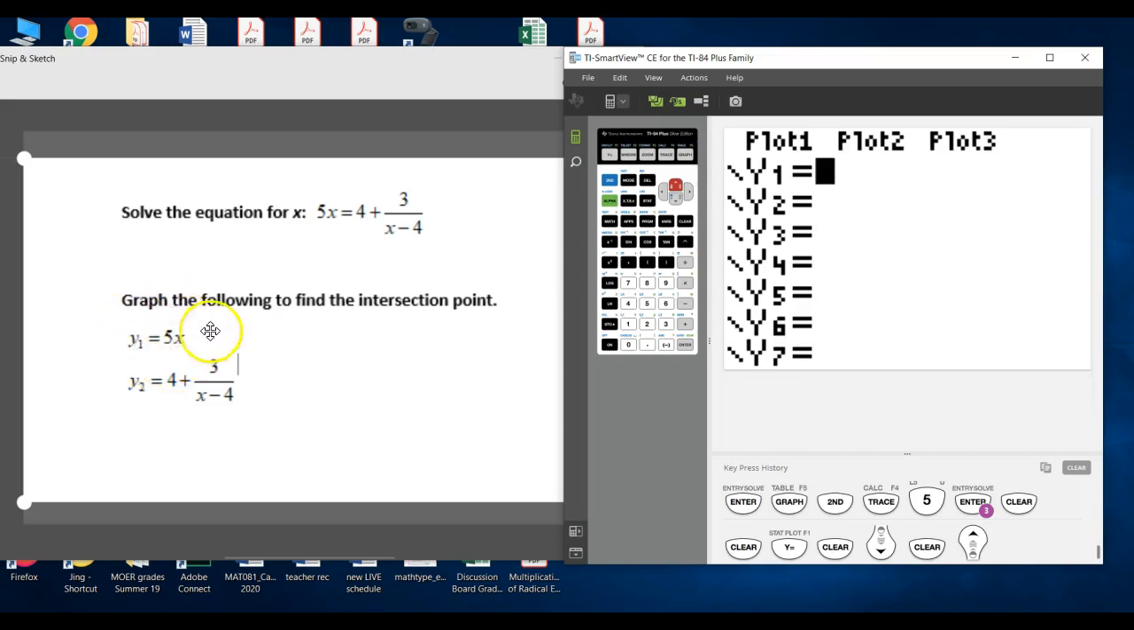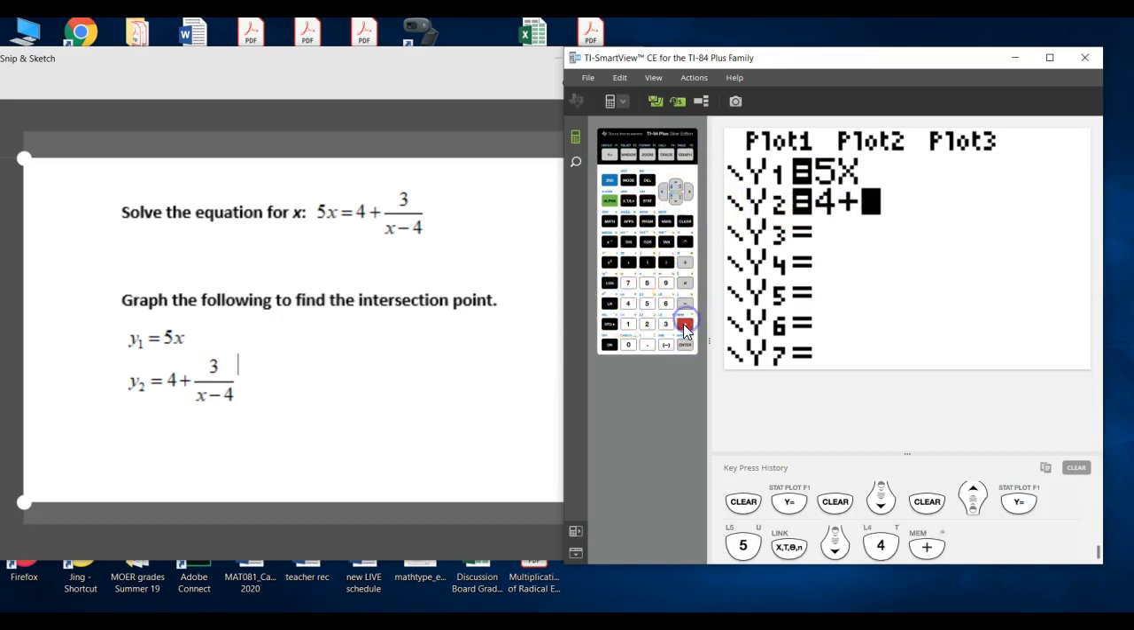That is the equation we will use for y1. y1 equals 5x. You'll notice on the right side of the equal sign, we have a rational expression, 4 plus 3 over x minus 4. That will be the equation we enter for y2. So I have my graphing calculator open over here. In y1, I'm just going to enter 5x. Now in y2, I'm going to enter the rational expression 4 plus 3 over x minus 4.